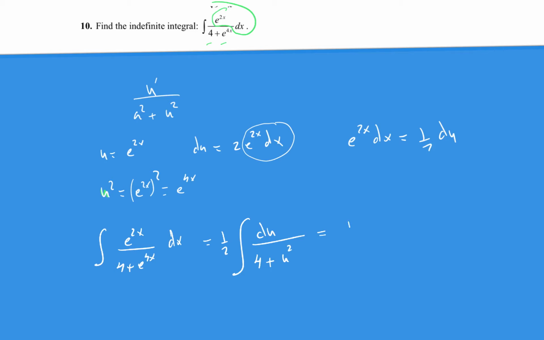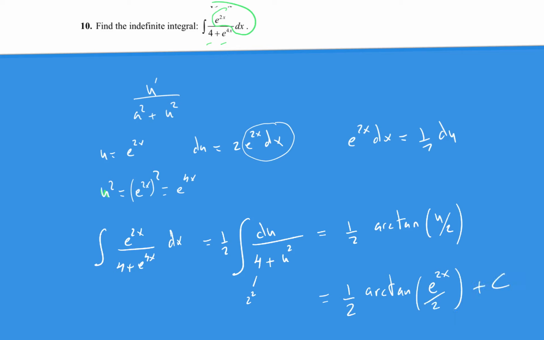And this integral is 1/2. I think this is arctangent of u divided by a. But this is 2 squared, so it's u divided by 2. Now, u is e to the 2x, so the final answer is arctangent of e to the 2x divided by 2 plus c. And this is the final result.